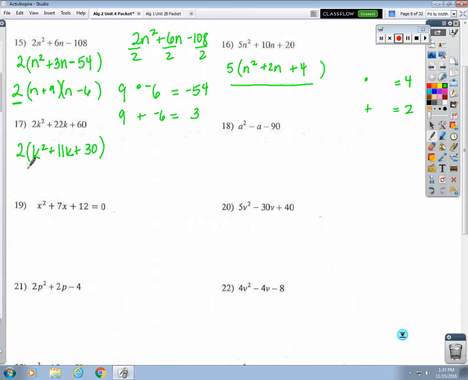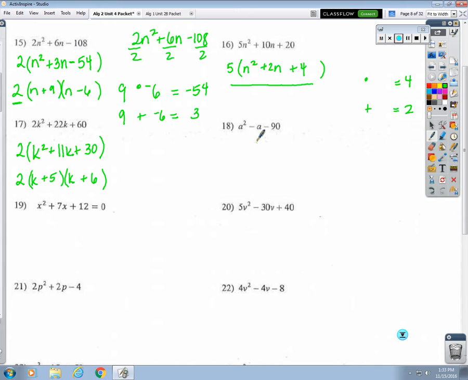Okay, so now that we've pulled out the 2, we're now dealing with a trinomial that has an a value of 1. So we can do the bubble method by looking for two numbers that do what? Okay, and what numbers will do that? Right. 5 times 6 is 30, and 5 plus 6 is 11.